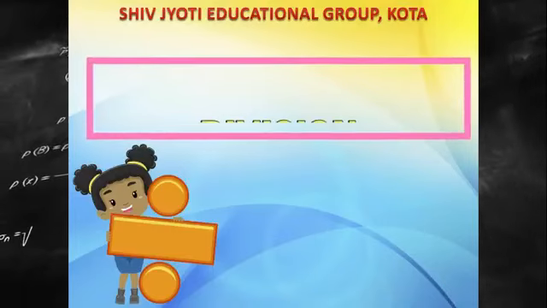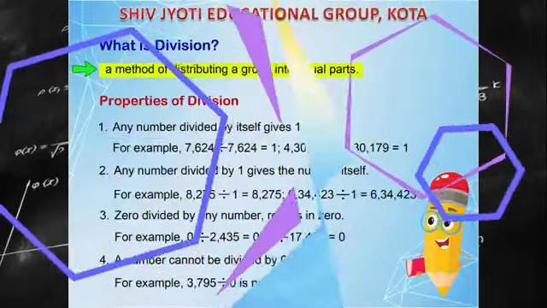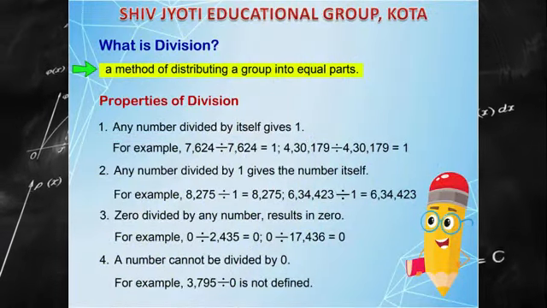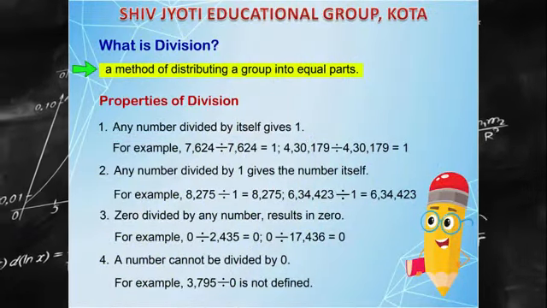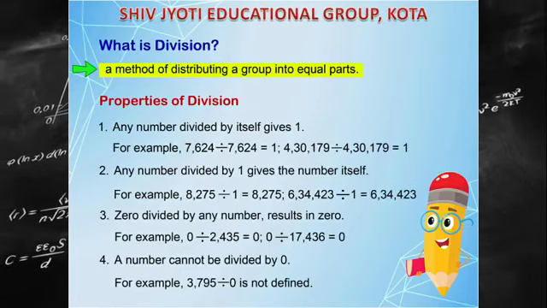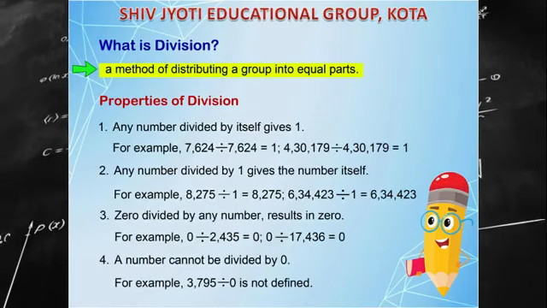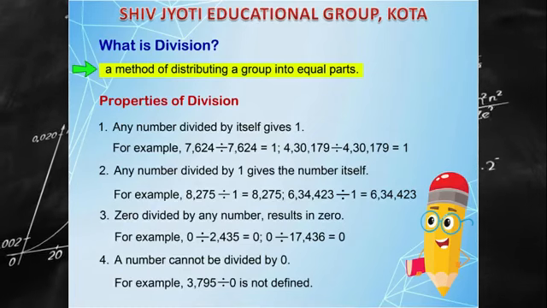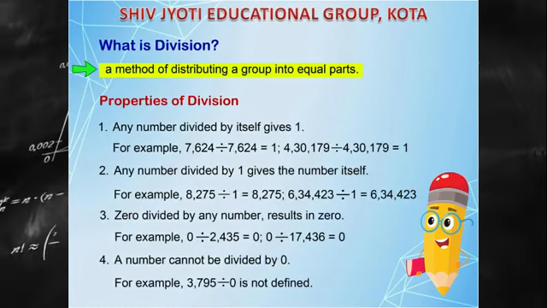Now we are coming to the next operation, division. What is division? Division is a method of distributing a group into equal parts. The division is an operation inverse of multiplication. Now let's learn about the properties of division.